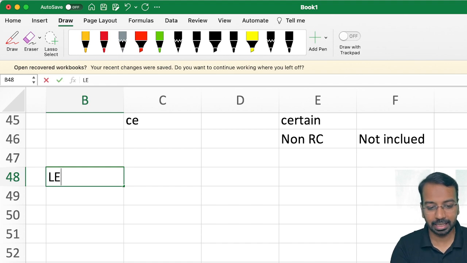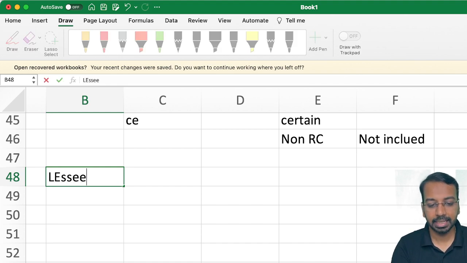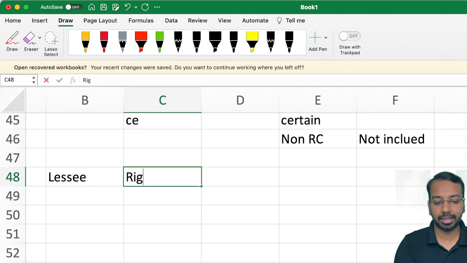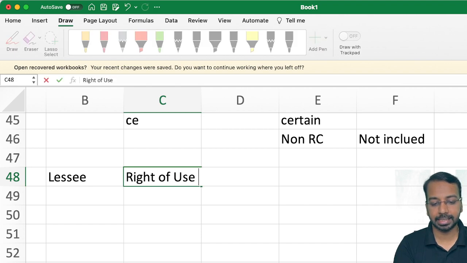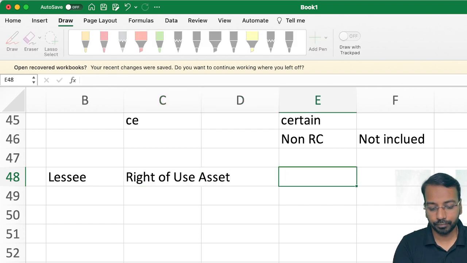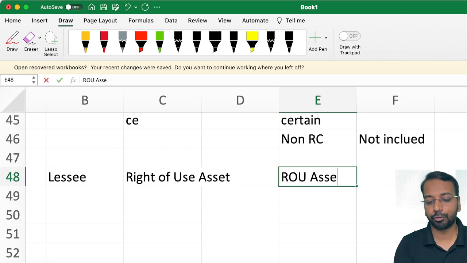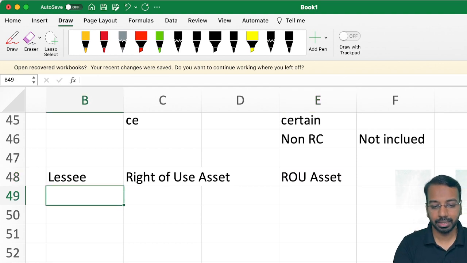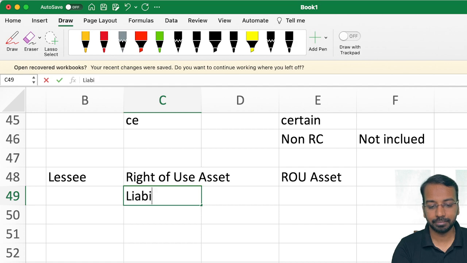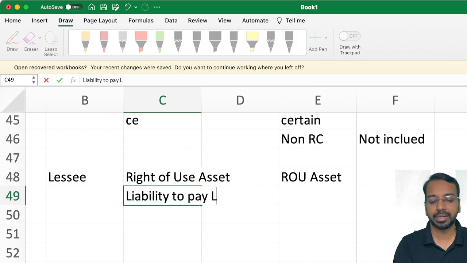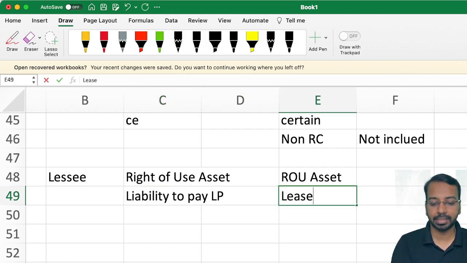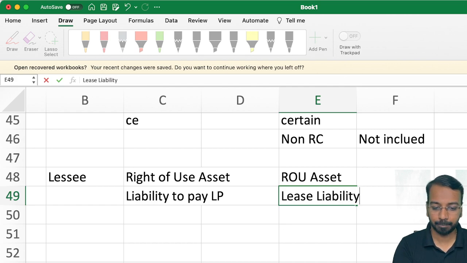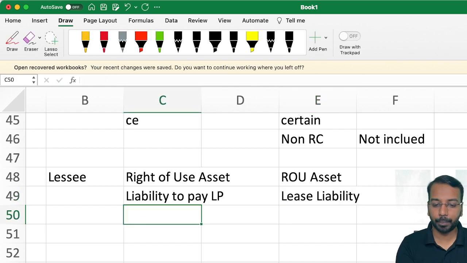Now when we say the lessee gets a right of using an asset, we will account for something called the ROU asset. Then the lessee has a liability to pay lease payments, for which we'll account as a lease liability. These are the two components which you need to be aware of: ROU asset and lease liability.